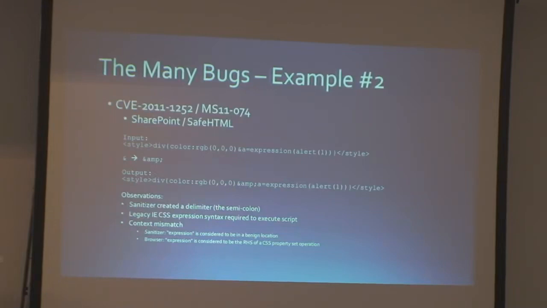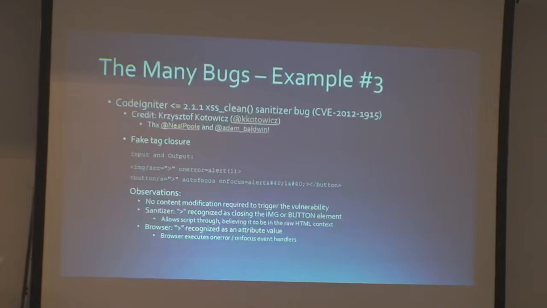In this case, this CSS expression won't actually execute in this style element. But what happens is, the sanitizer comes along, and for some reason, it decides to HTML encode this ampersand here. And lo and behold, you get ampersand AMP semicolon. The semicolon happens to be a delimiter in CSS. So the sanitizer has inserted this delimiter, and all of a sudden, the expression becomes the right-hand side of a CSS property set operation, and that will end up executing script in the browser. That's pretty nasty. The primary interesting thing to notice here is that there's a mismatch between what the sanitizer sees and what the browser will eventually see. In this case, it's due to the modification that the sanitizer made to the markup.